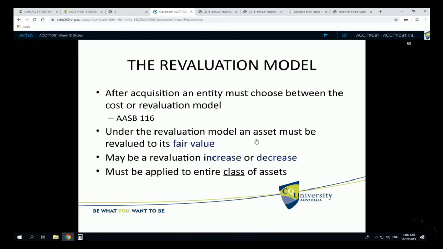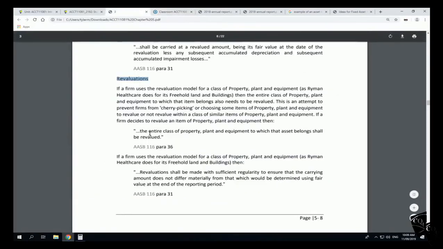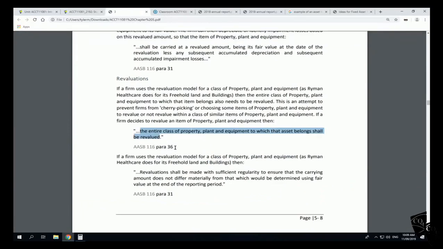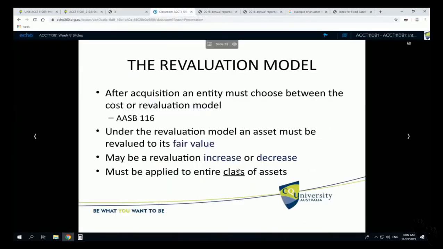So under the revaluation model, we can revalue it to its fair value. Okay, we can also revalue it down. So if we're carrying an asset at a higher value than what we might be able to sell it for, we have to revalue it down to its recoverable amount, we call that. So it can be a revaluation increase or decrease. But if we revalue either way, we have to apply it to the entire class of assets. That's what the standard says. We can't just pick and choose one particular motor vehicle and value that up or value it down. We have to do it to all of the motor vehicles in that class. Okay, so we have to do it to the entire class.